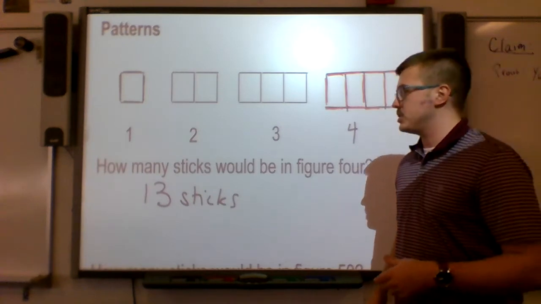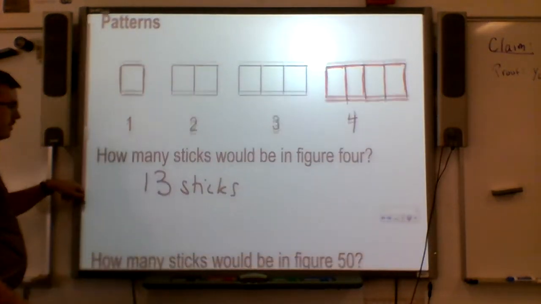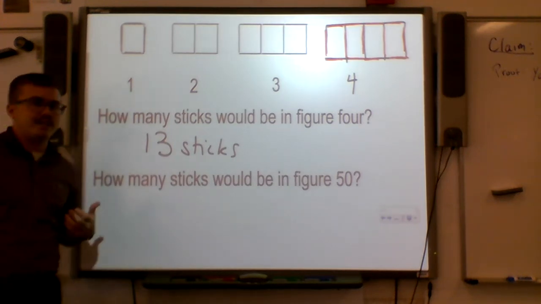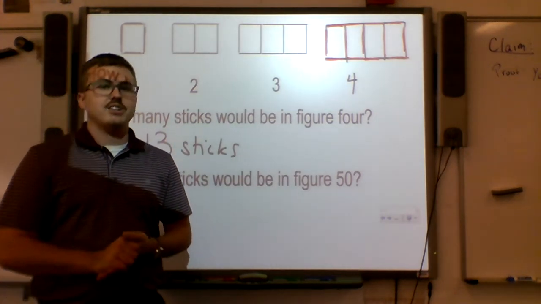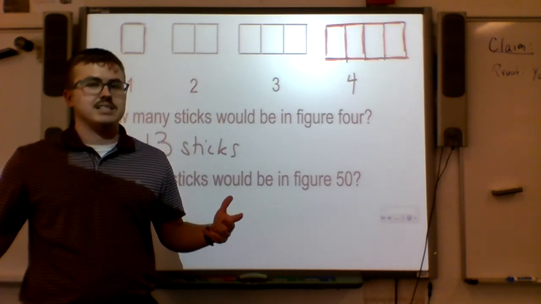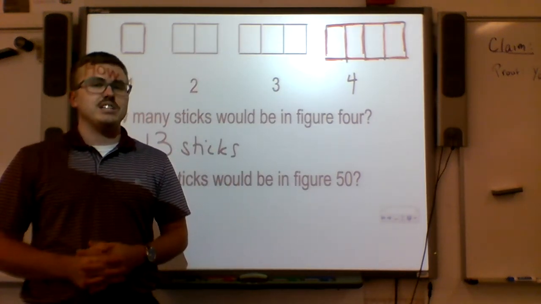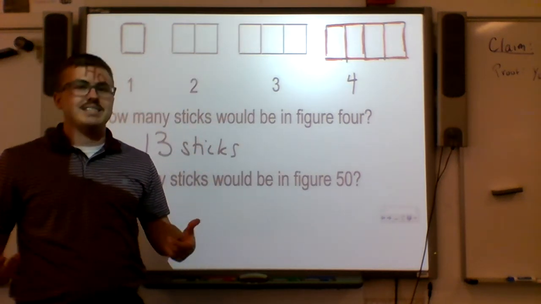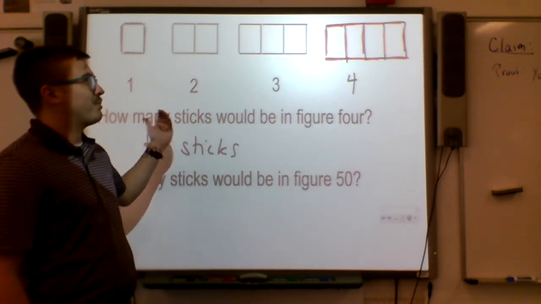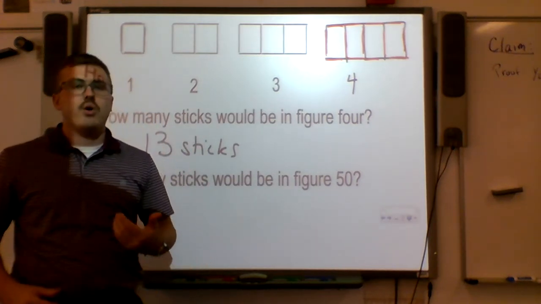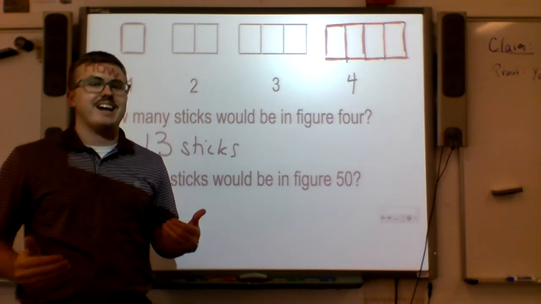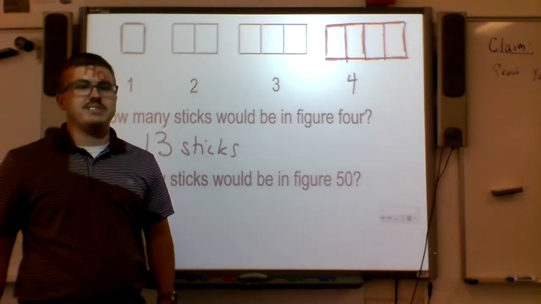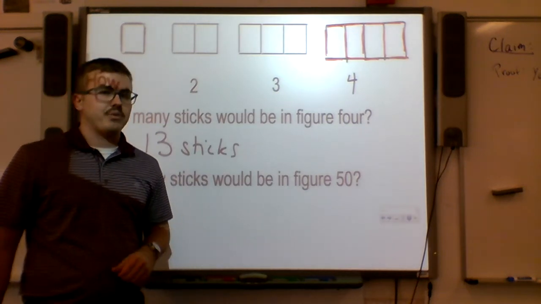However, a tougher question is here at the bottom. How many sticks would there be in figure 50? Now, you could go through and draw out 50 boxes, but see if you can figure out an easier way to do this. Look at the patterns that form with the number of sticks and the figure number. Think about how many boxes there would be, but go ahead and make your best educated guess as to how many sticks there would be in figure number 50. And give me an explanation on how you found that.